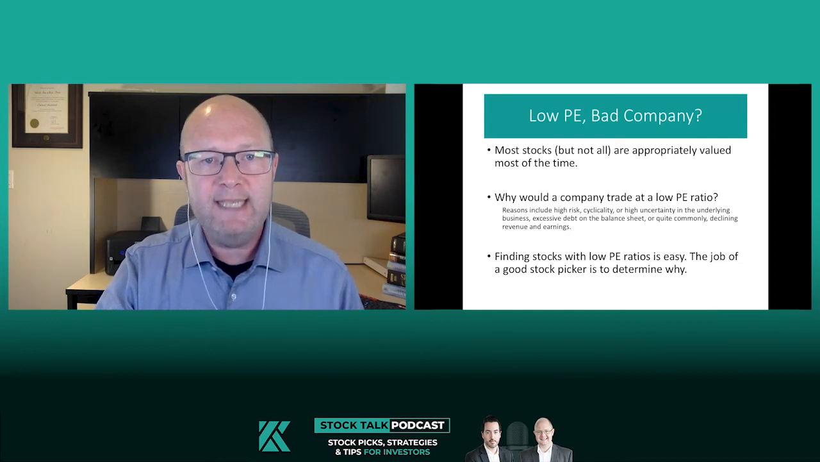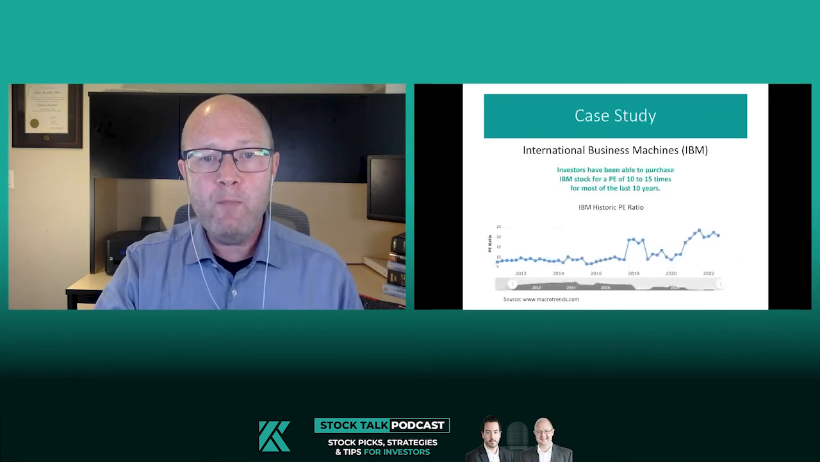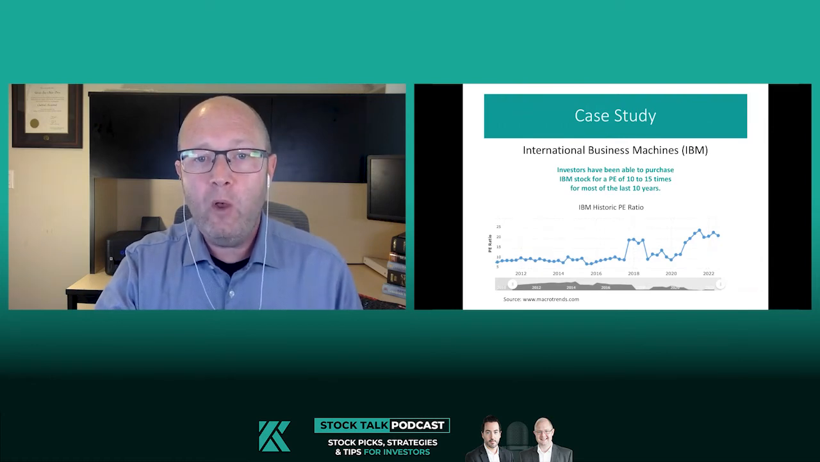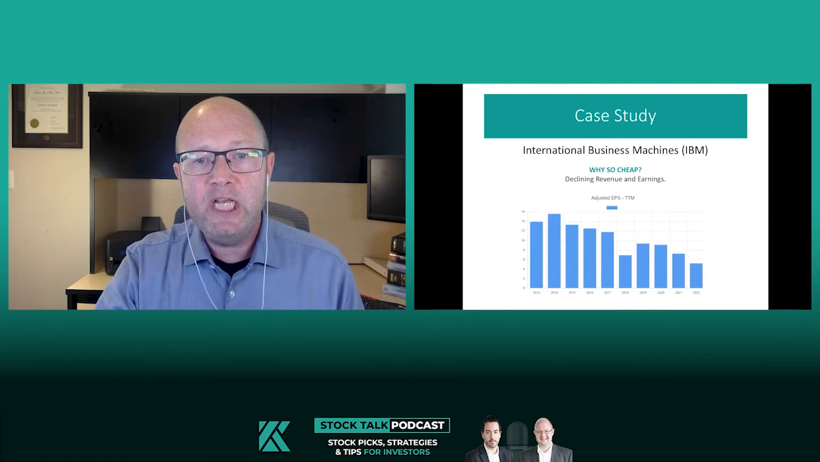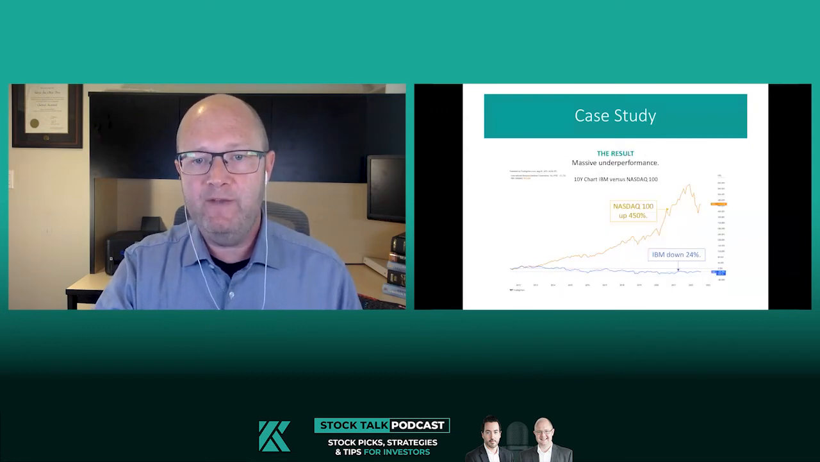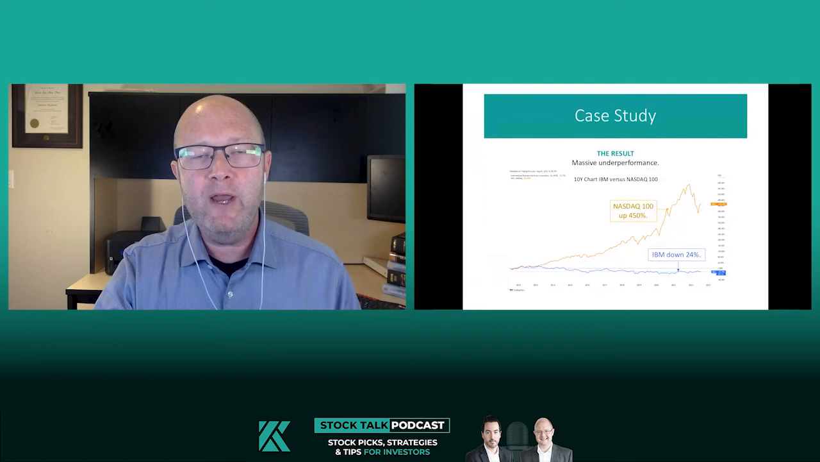Let's look at this case study. International Business Machines, IBM. Over most of the last 10 years, investors have been able to buy this stock at a PE ratio ranging between 10 and 15 times earnings. This is a substantial discount to the overall technology sector, where valuations over this period were 30, 40, 50 times plus earnings. So why so cheap? Well, when we look at the financials, we get the answer: declining revenue, declining earnings per share. The result: massive underperformance relative to those companies that were trading at higher valuations. Over the last 10 years, IBM stock was down 24% compared to a 450% gain of the NASDAQ 100.